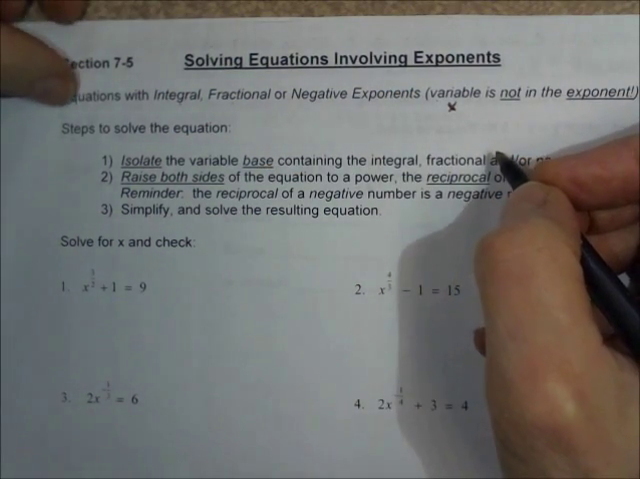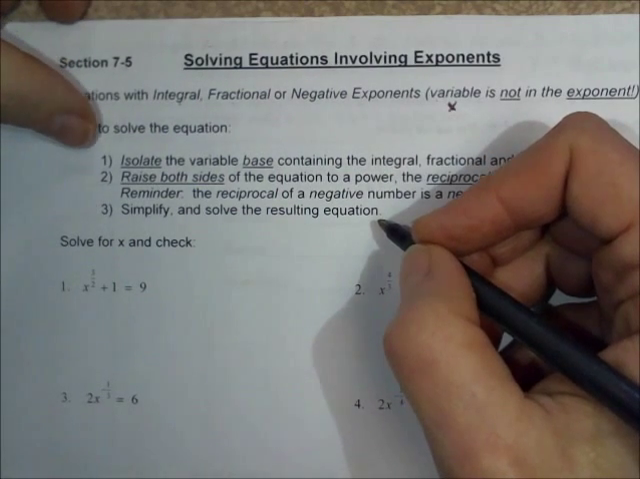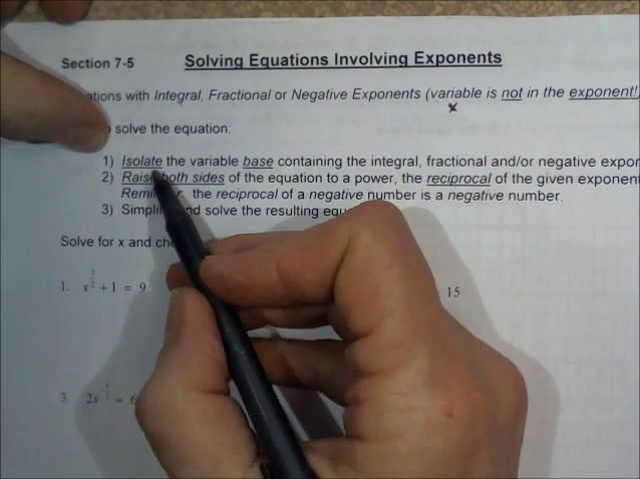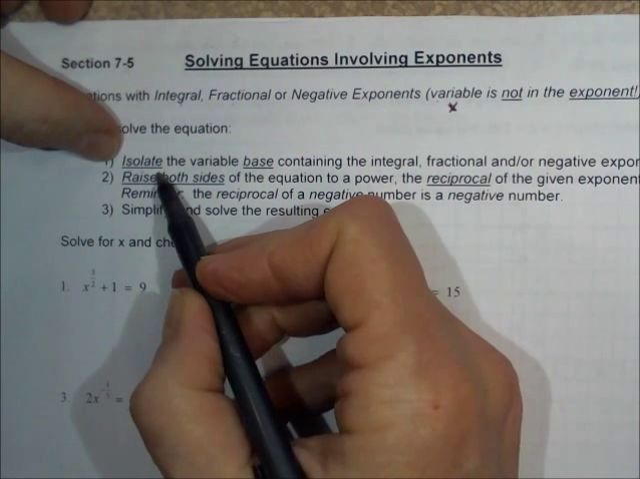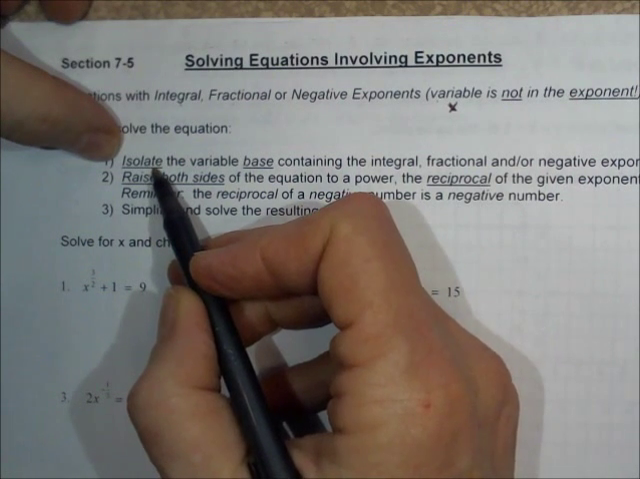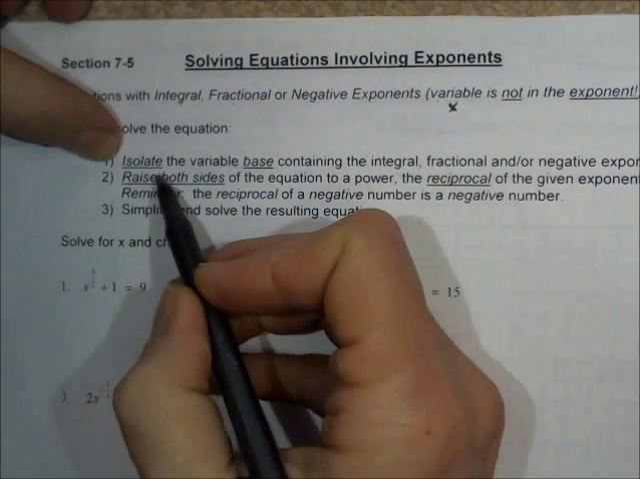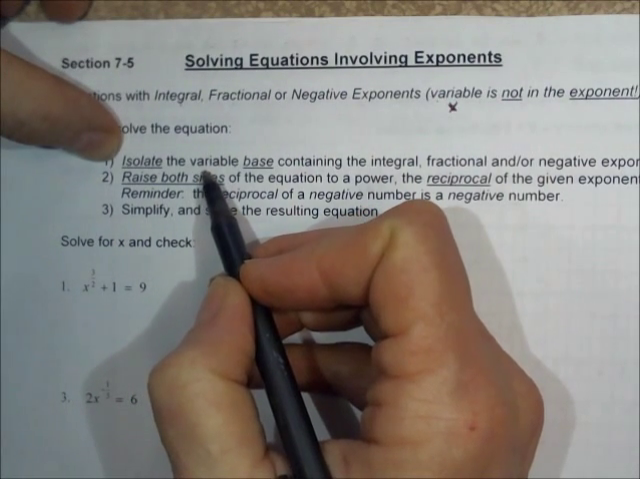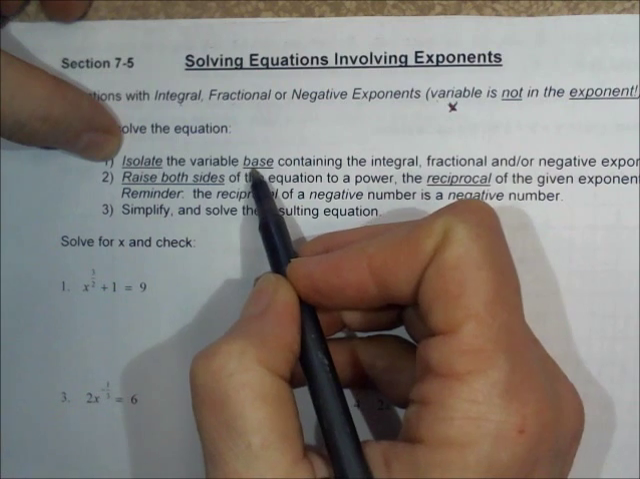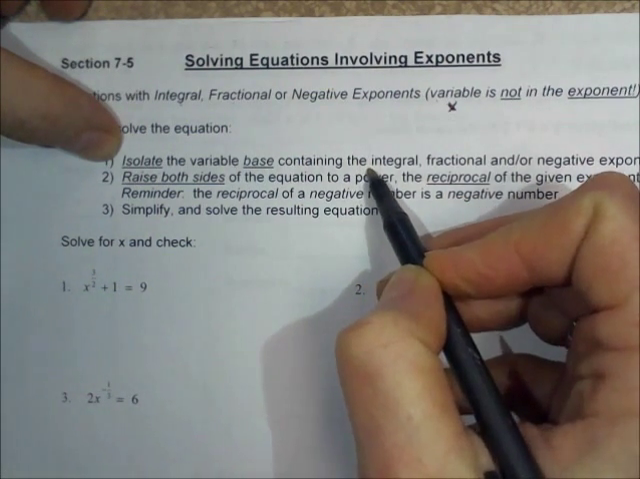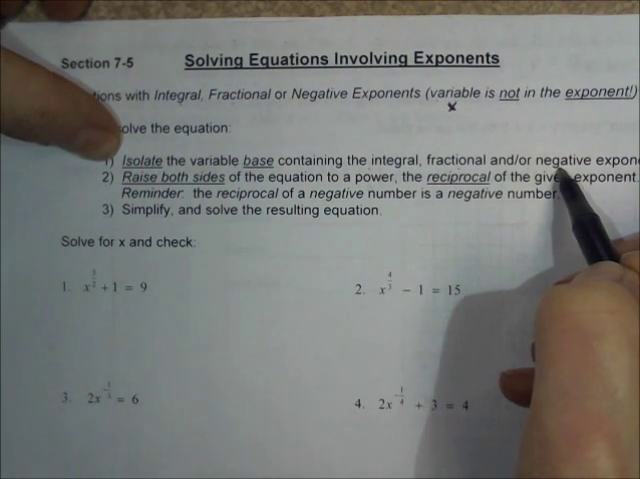There are 3 steps to solving these types of equations. The first thing you're going to do is isolate, which means get it by itself, the variable base, and you can see that all of these equations have x's as their variable. So you're going to get x alone with its integer, fraction, or negative exponent.